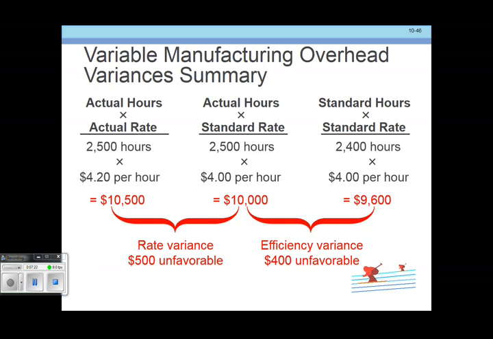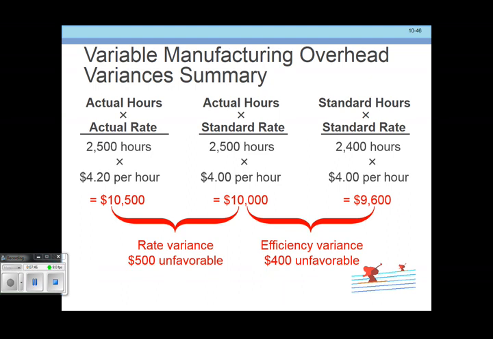And notice the beauty of this. The standard hour, standard rate on the far right there, $9,600. They actually spent to produce that, the actual amount of hours they used there in the center column is $10,000. So the difference is $400 unfavorable. And they've got it there marked as an efficiency variance. Think of efficiency as quantity, so it's a quantity variance.